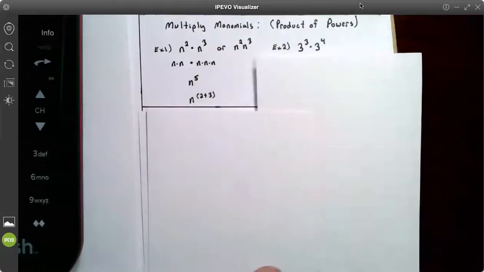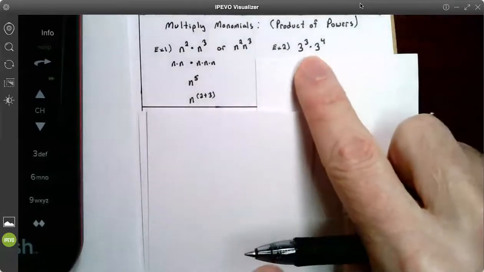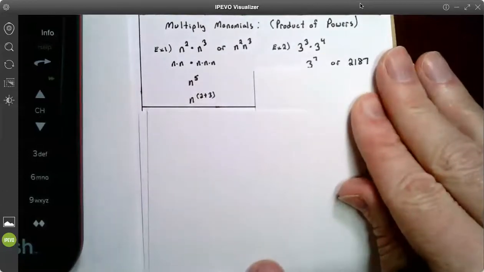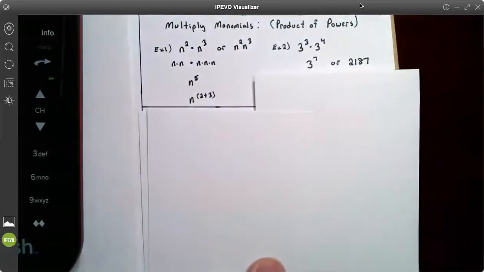Here's another example. My common base is 3. So I have 3 3's here. I have 4 more 3's here for a total of 7 3's. So 3 plus 4 gives me 3 to the 7th power. And if I put 3 to the 7th power in my calculator, I would get 2,187. But usually 3 to the 7th power will be good enough for our answer.